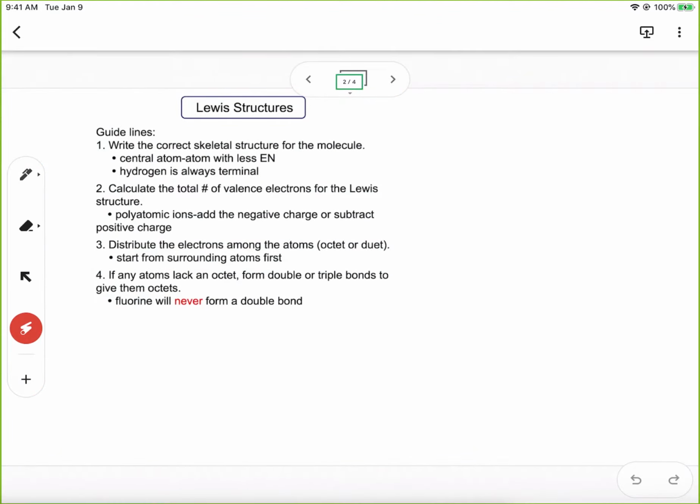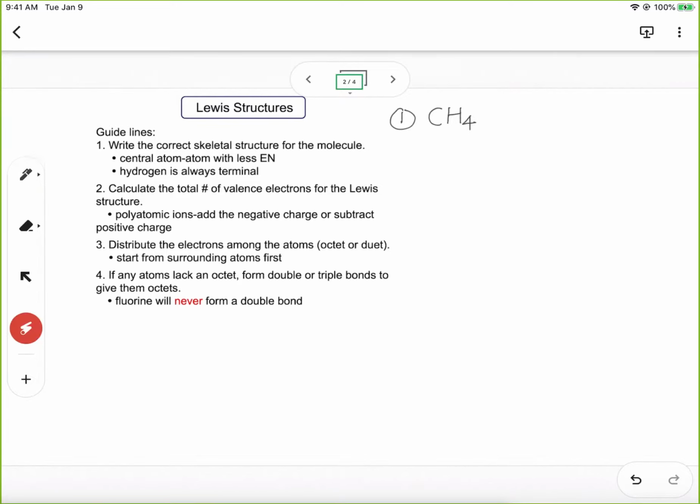In order to do that, we do need to follow some procedures. We will use examples to demonstrate how we follow those procedures to come up with the right Lewis structures for compounds. Let's see the first compound, CH4. Okay, this one is relatively easy, but it's going to be a good example for you to start.